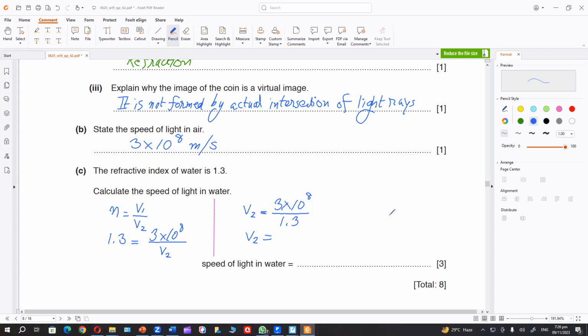So wait, I'll do it randomly. I know how to make it standard form. Very good. 2.31 times 10 power 8.